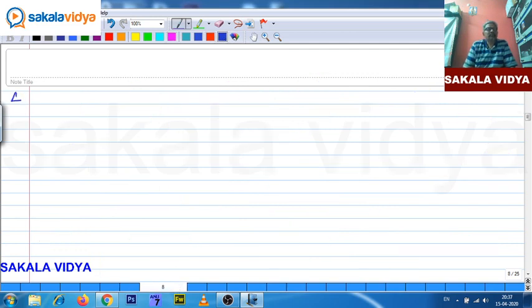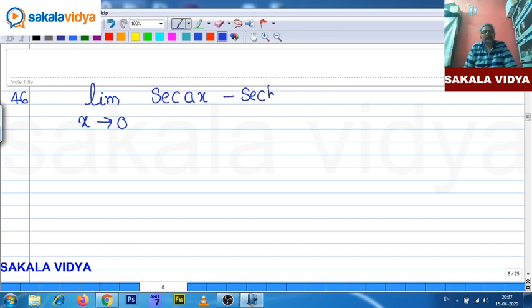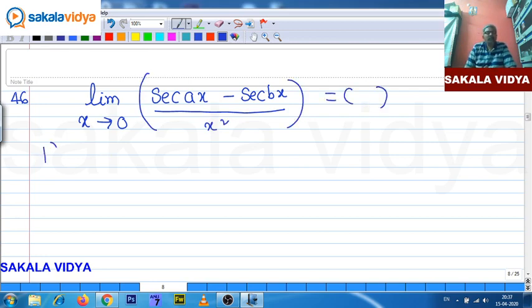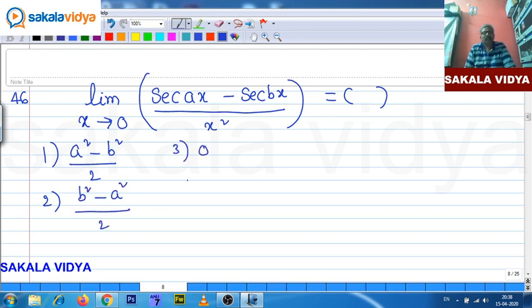Okay, question number 46. Limit x tends to 0, secant ax minus secant bx upon x square equals to: first option a square minus b square by 2, second option b square minus a square upon 2, third option 0, fourth option 1.